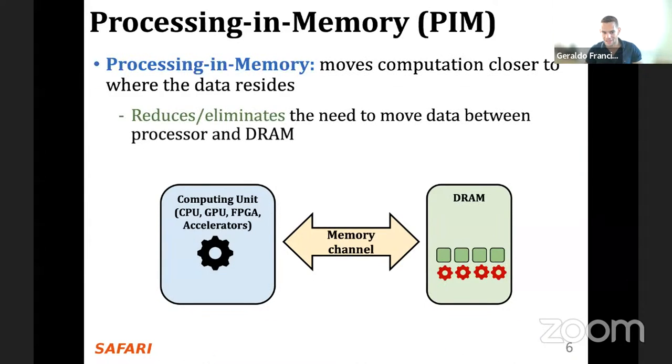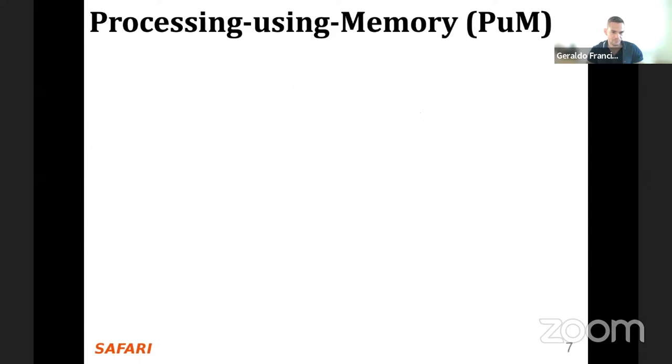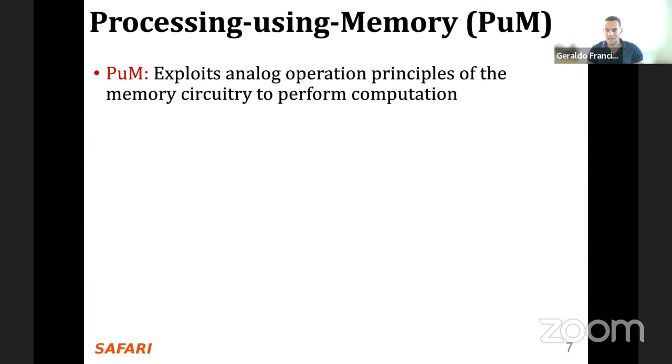Again, this is probably old news. Processing in memory is a paradigm that is not new. It was proposed many decades ago. The main goal is to move computation near the memory, to reduce the distance between memory and computation, remove this data movement bottleneck, and improve energy efficiency because you don't go through the memory channel anymore.